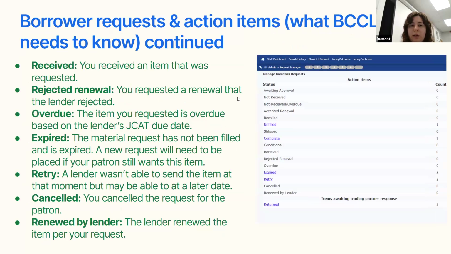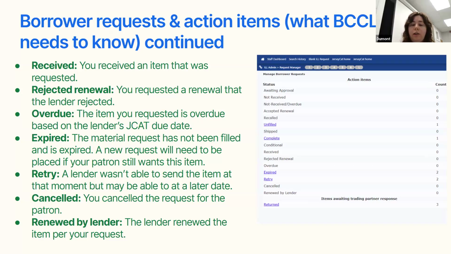To continue, received means that you received the item that was requested. Rejected renewal means that you requested a renewal that the lender rejected, so they did not renew your item. Overdue means that the item you requested is overdue based on the lender's JerseyCat due date. Expired means that the material request has not been filled and has expired, and a new request would need to be placed if your patron still wants that item.